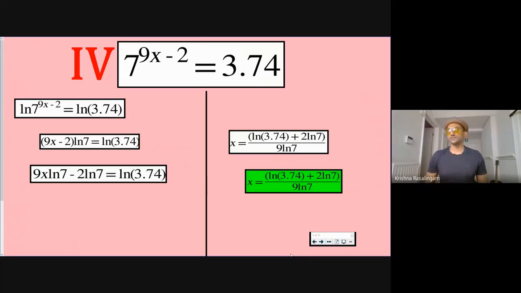So if I asked you the answer exactly, that would be it in green. But more often than not for these, get out the calculator and job done. Calculator, sorry.